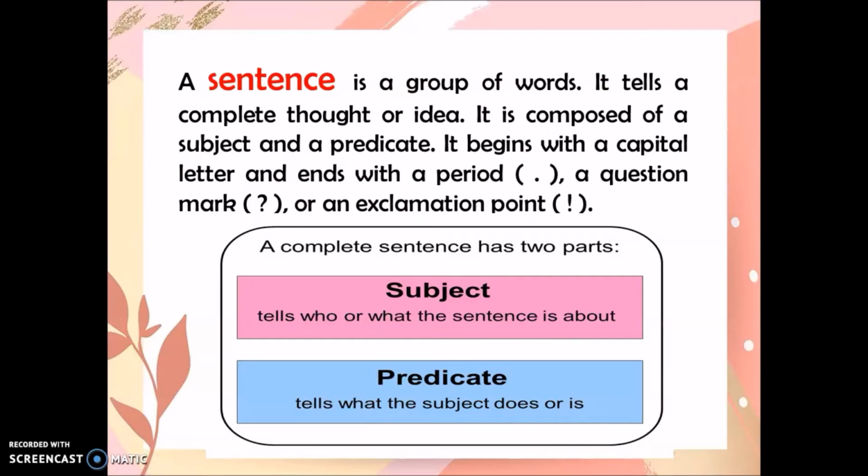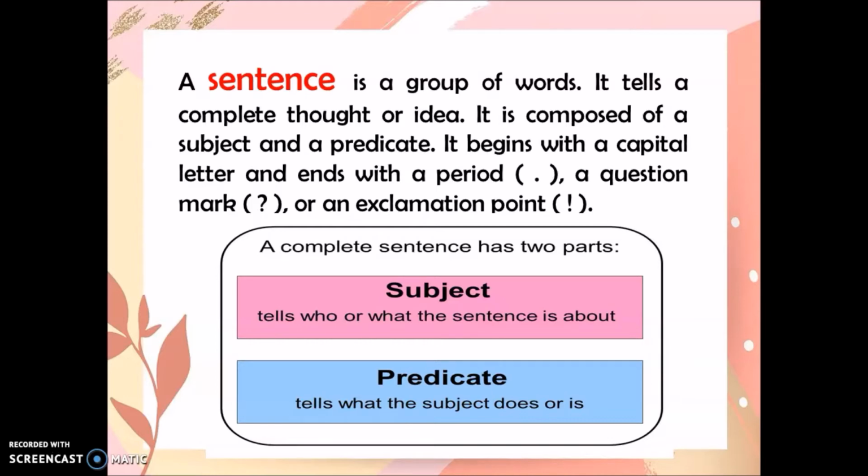What is a sentence? A sentence is a group of words. It tells a complete thought or idea. It is composed of a subject and a predicate. It begins with a capital letter and ends with a period, a question mark, or an exclamation point.